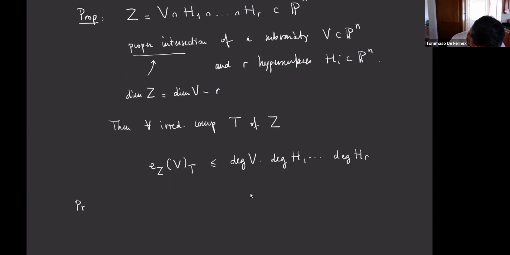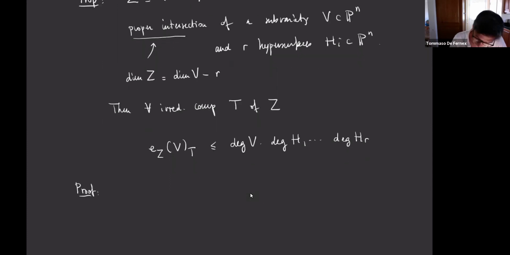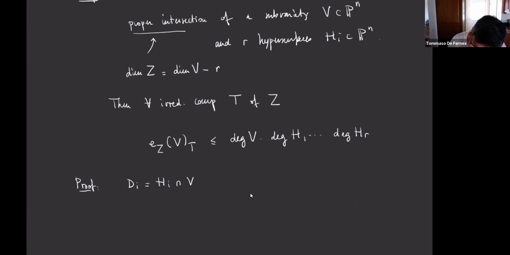Back to this. Okay, so what you do is that you take the restriction of the H_i to V, and then you write this multiplicity. You can write this as a multiplicity because this is cut down by a regular sequence. Then you write this as an intersection number.